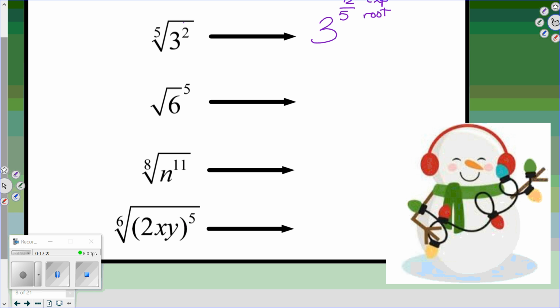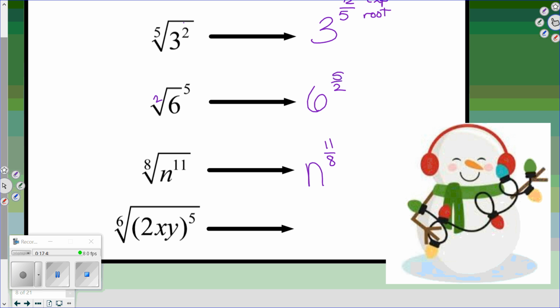What about the second one? This would be 6 to the 5 over 2. Because again, that's that unspoken 2 because it's a square root. Next one. Good. N to the 11 over 8.